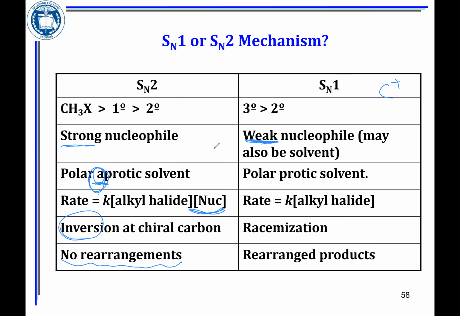Solvent can act as a weak nucleophile. The solvent should be protic solvent. The rate doesn't depend on the nucleophile, just the alkyl halide. You would get racemization, and the racemic mixture that you are getting is because carbocation is sp2 hybrid and the nucleophile can attack from both sides.